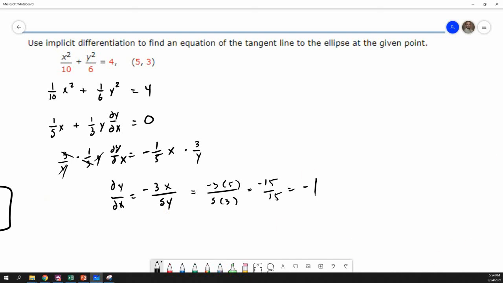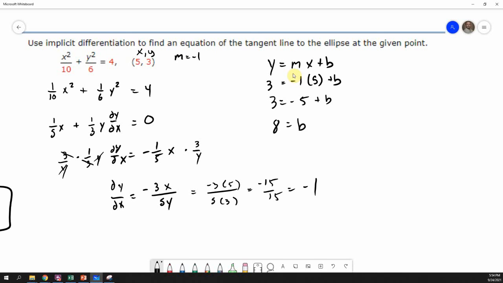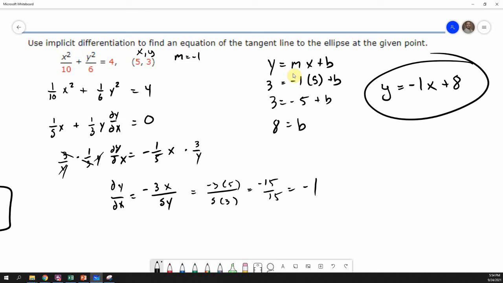All right, so that gives me my slope, and then of course I can go back in. If this is my x and my y, and m equals negative 1, then y equals mx plus b means 3 equals negative 1 times 5 plus b. So 3 equals negative 5 plus b. Add 5, b equals 8. Therefore, my equation y equals mx plus b. And then lastly, number 12.